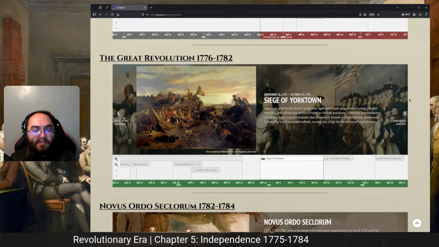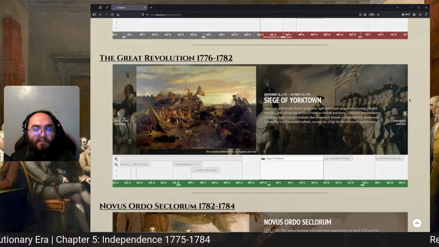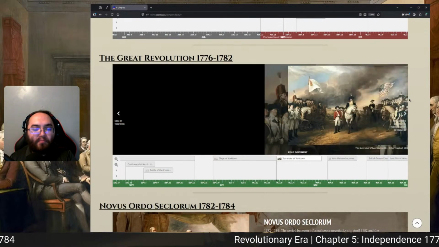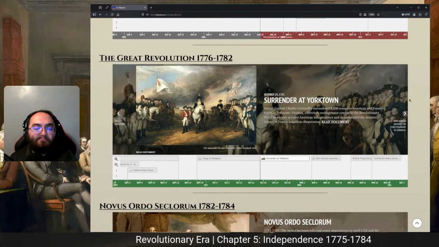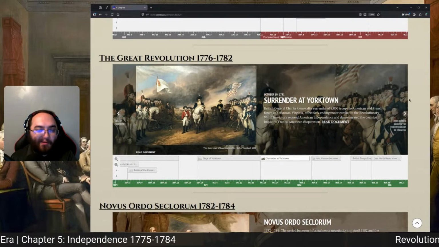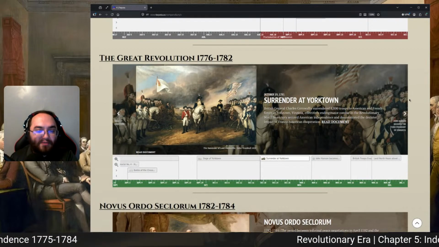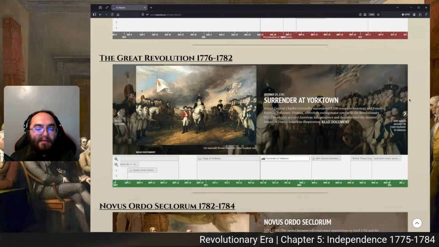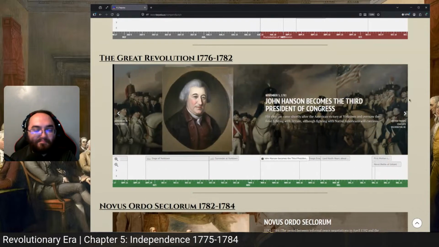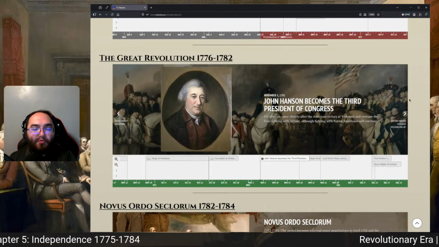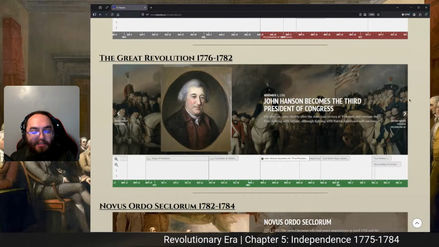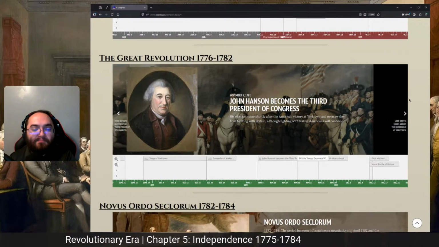And so the siege of Yorktown begins in late September, and will last until late October, where on October 19th, 1781, Cornwallis will surrender Yorktown, and this is the final major battle of the war. And news of this will reach England, and the English will start to negotiate peace. John Hanson will become the 3rd president of Congress, and he will oversee the last stages of the war before peace talks.